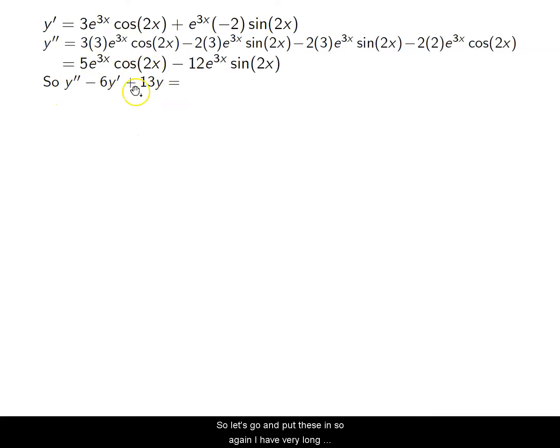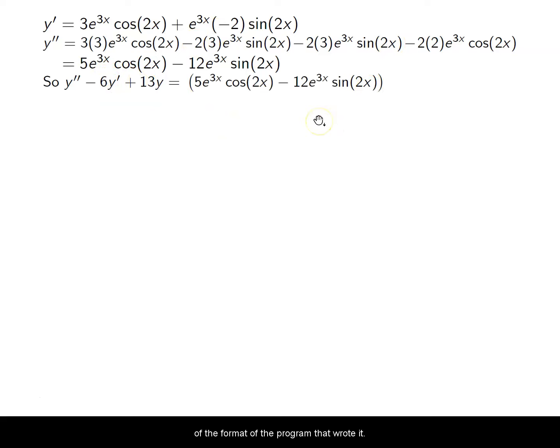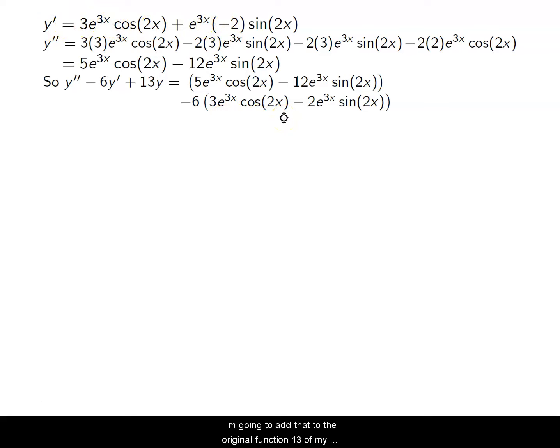Again, I have very long equations. They're not actually going to fit on this page, so you might see that it looks a little weird here, and that's just because of the format of the program that I wrote it in. So I'm going to take y double prime, which you see here in parentheses. I'm going to minus 6 times my y prime term, and I'm going to add that to 13 of my original function.